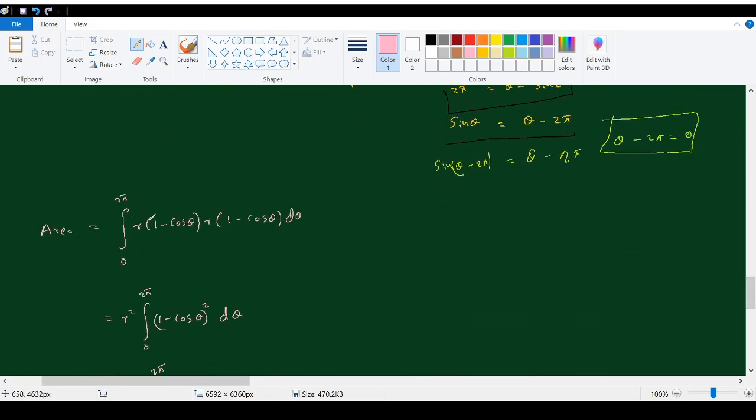So when you are doing these integrations and differentiations, it is treated as a constant, okay? Right.